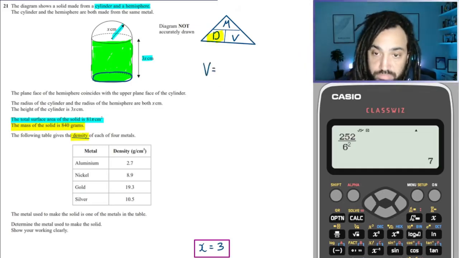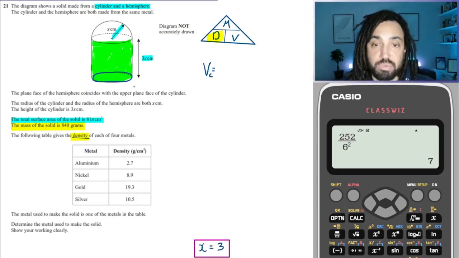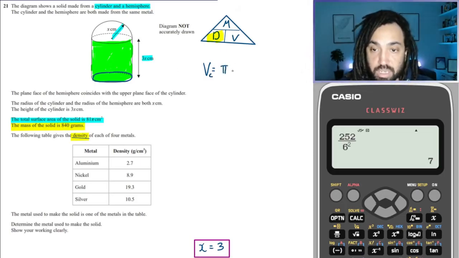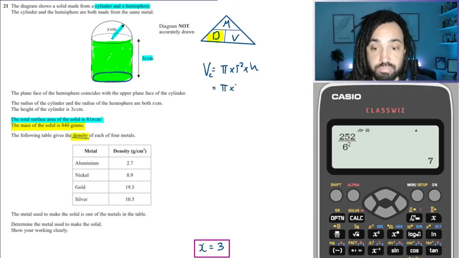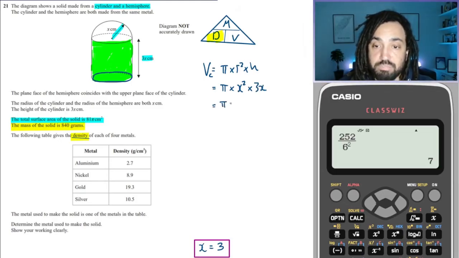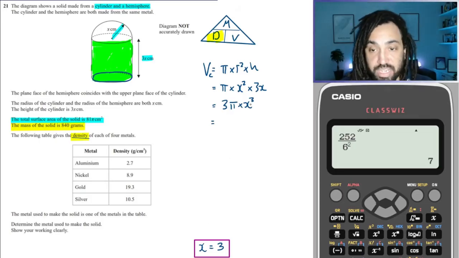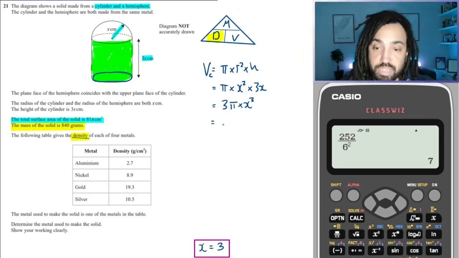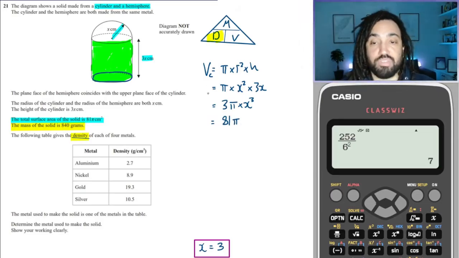So to find the volume, once again it's the volume of the cylinder we'll do first, which is pi times r squared times h, which in this case is pi times x squared, but we know x is 3. I'll just write it out like this though, it's times x squared, and it's times the height, which is 3x. So this is altogether 3 pi times x cubed. And if we know that x is 3, then x cubed is 27, times 3 is 81. So it's 81 pi is the volume of the cylinder.